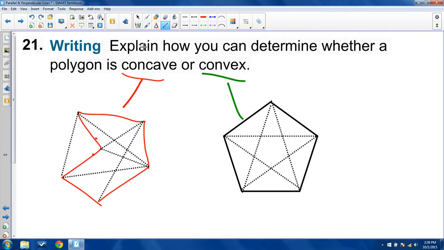So explain how I can determine whether the polygon's concave or convex. Are there any diagonals outside of your polygon? That's the question that you'd be answering. Looks like I'm missing this one right here. And there we go.